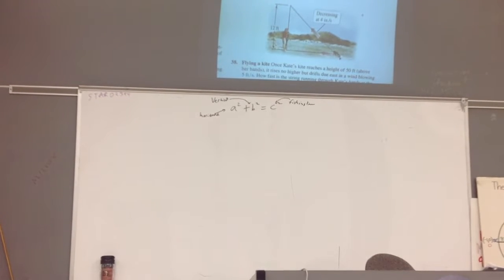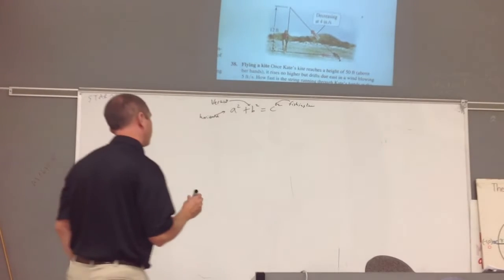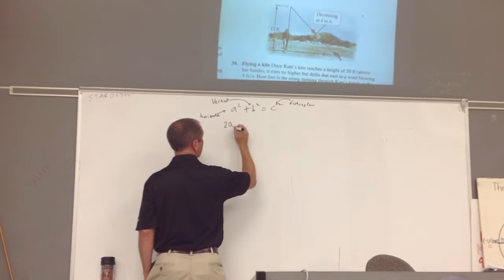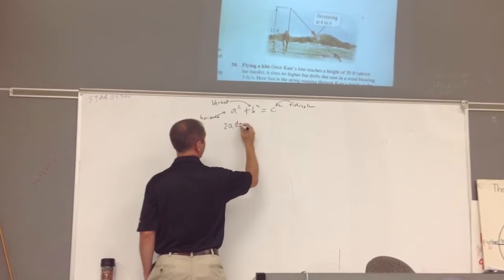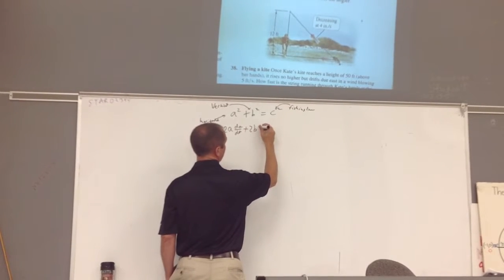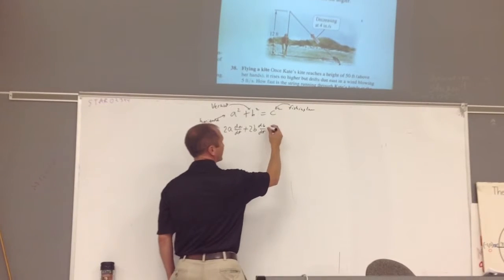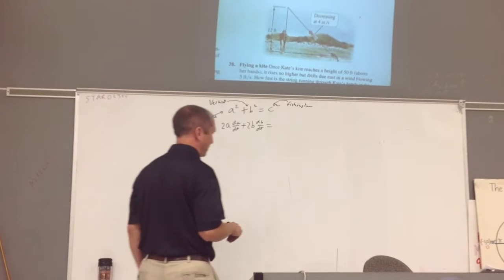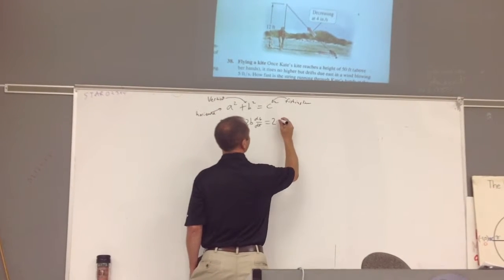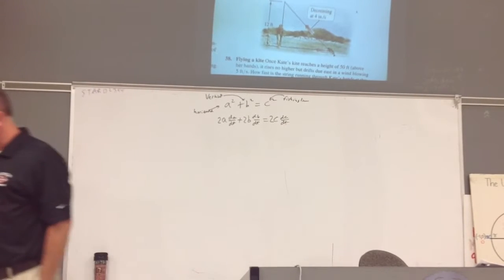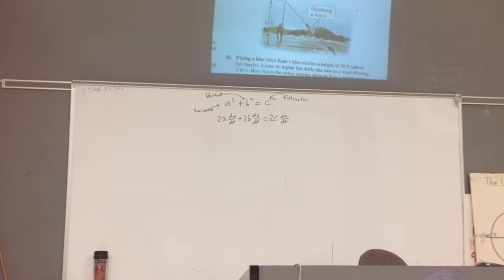Okay, let's take the derivative of this. The derivative of a squared is 2a da/dt, plus 2b db/dt, equals 2c dc/dt. Sounds like a robot on an 80s sci-fi show. Alright, that was lame. Okay. Now, from this we can start plugging stuff in. We've got the derivative. Let's start plugging stuff in.